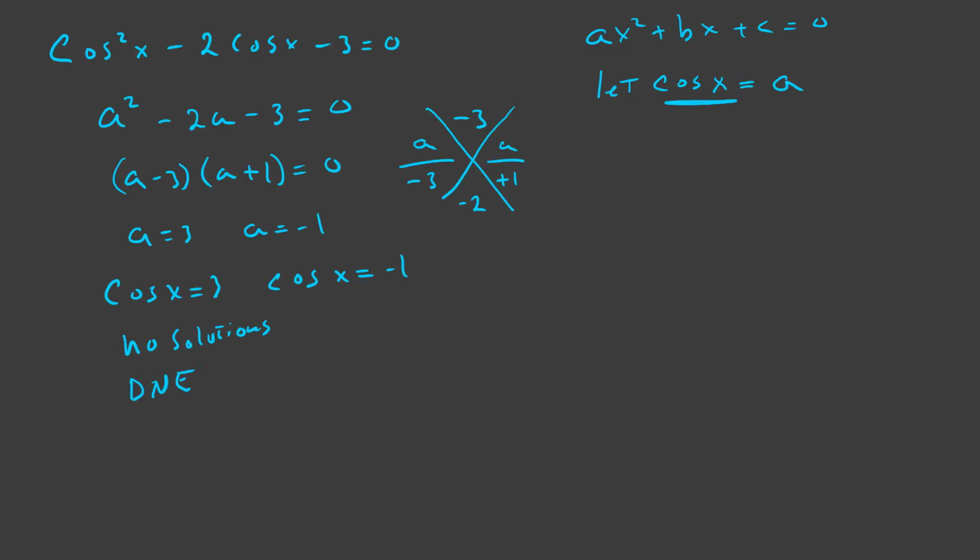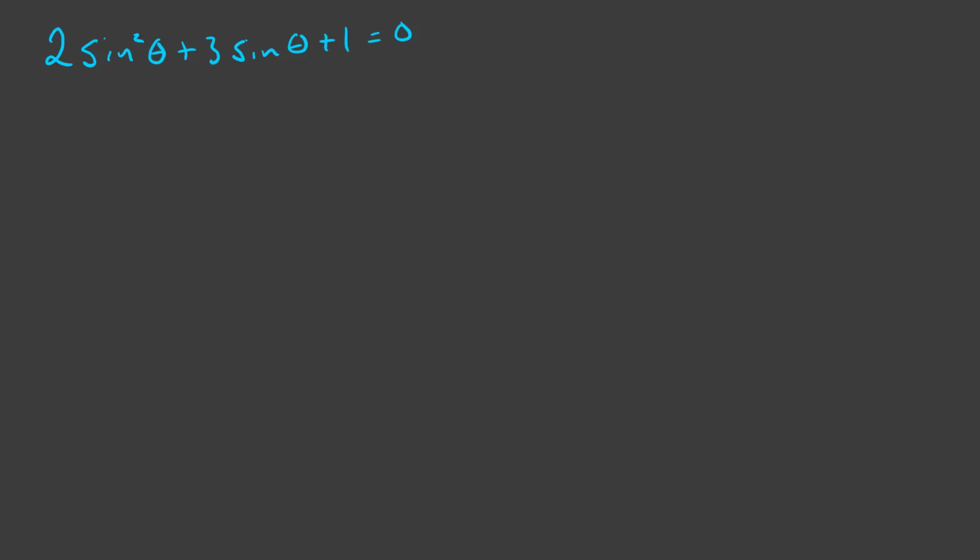But where is cosine equal to negative 1? Well, cosine is our x value, and it's equal to negative 1 at 180 degrees, or in radians, pi. Okay, last example. This time we have another equation in the form ax squared plus bx plus c equals 0.